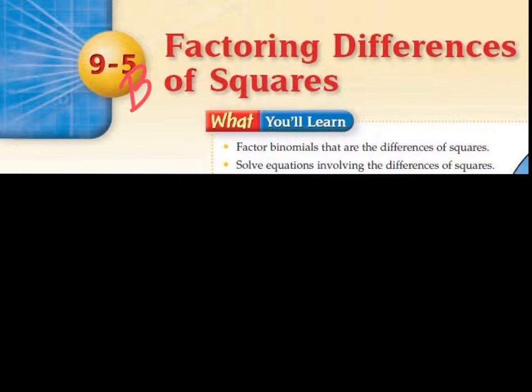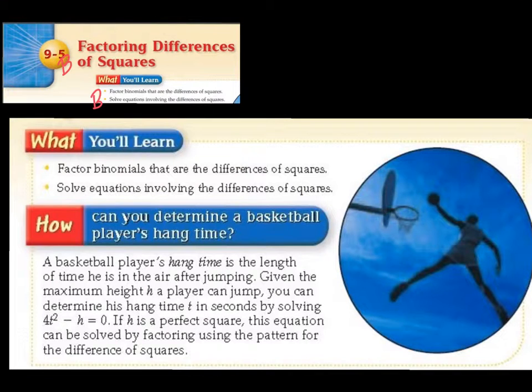In this video we're going to look at how to solve equations involving difference of squares. A basketball player's hang time is the length of time he is in the air after jumping. Given the maximum height h a player can jump, you can determine his hang time t in seconds by solving for t squared minus h if h equals 0. If h is a perfect square, this equation can be solved by factoring using a pattern for difference of squares.